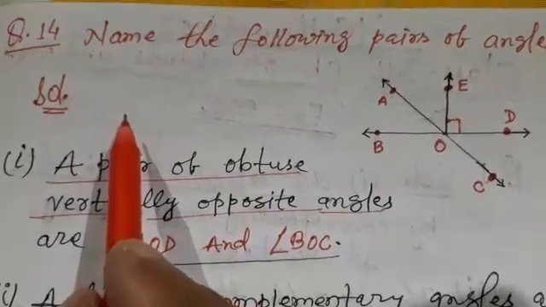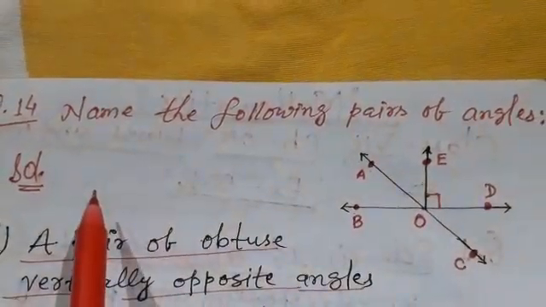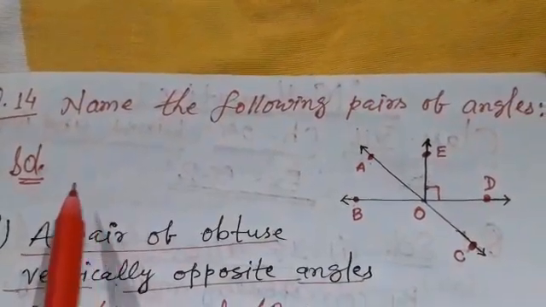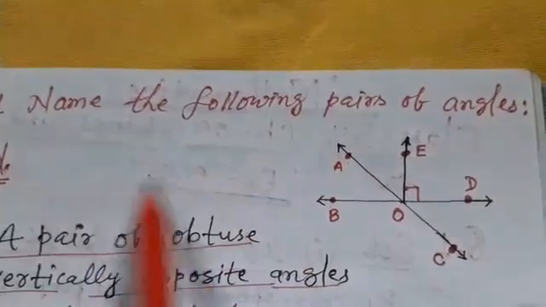Dear students, today I am going to solve exercise 5.1. It is the third and last part of this exercise. Question number 14. Name the following pairs of angles.